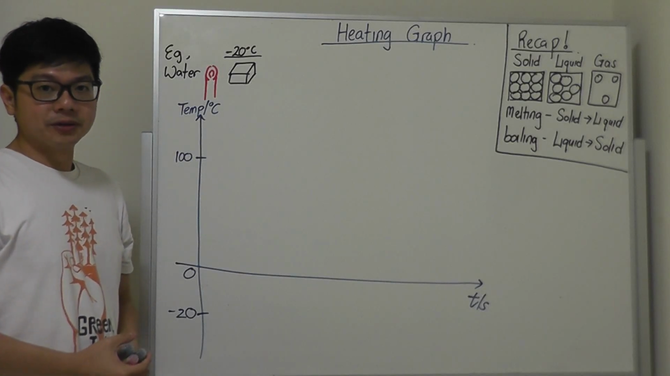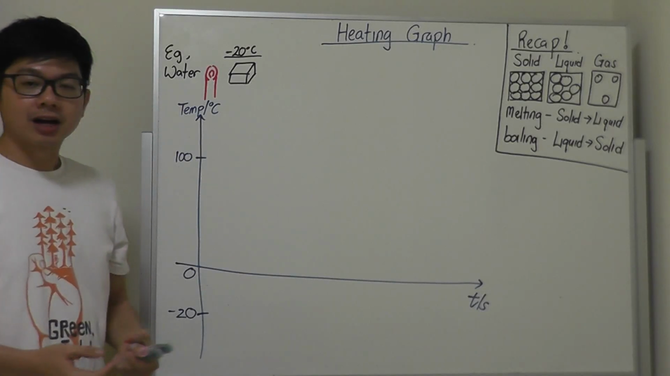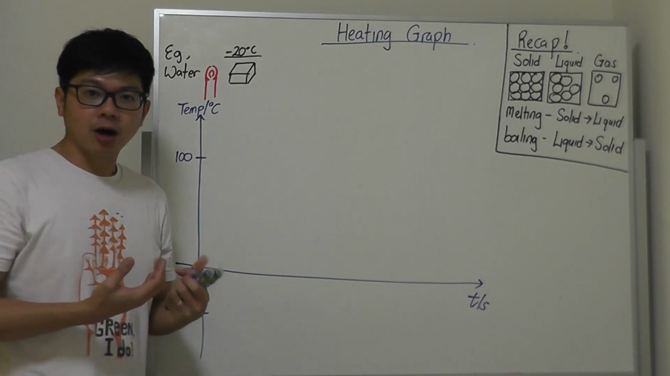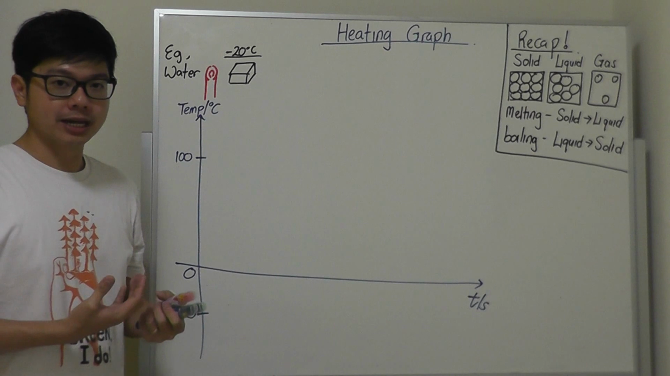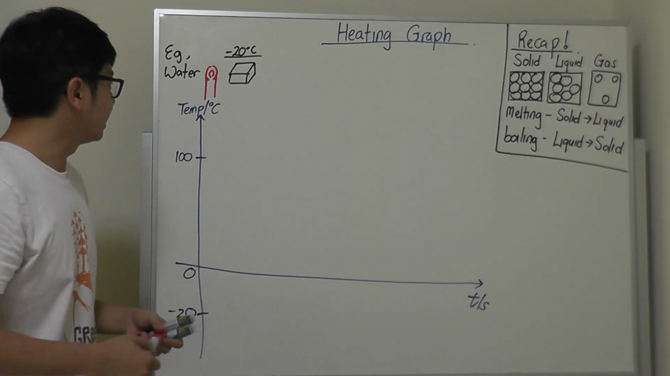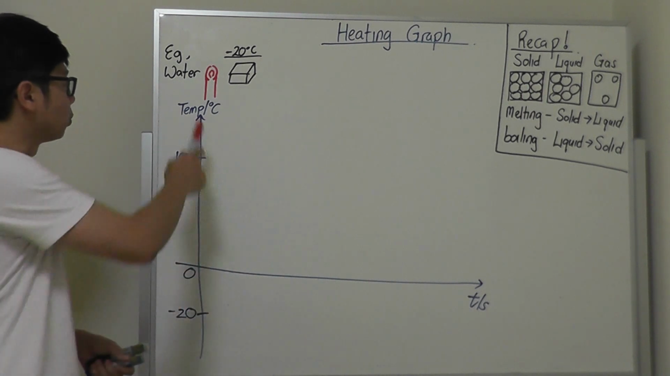Hi, I'm Mr. Omingyo. So the topic that we are covering today is heating graph. So we're going to investigate how the temperature of a substance will change as we heat it up from solid state all the way to gaseous state. So the example that we are using is water.